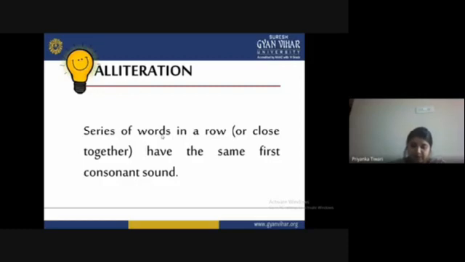A comparison made between two different things having one common quality, using the words so, like, and as. So he is as playful as a monkey. So as and like are used in a simile. Every simile is a comparison, but every comparison is not a simile.